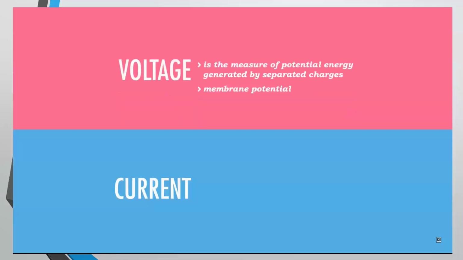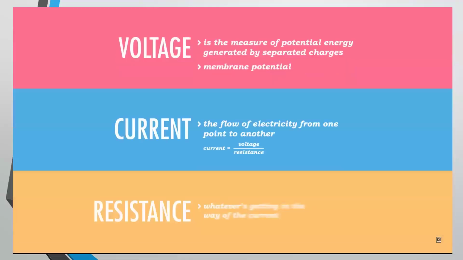And just like there's voltage in your body, there's also current, the flow of electricity from one point to another. The amount of charge in a current is related both to its voltage and its resistance. Resistance is just whatever's getting in the way of the current. Something with a high resistance is an insulator, like plastic, and something with a low resistance is a conductor, like metal.